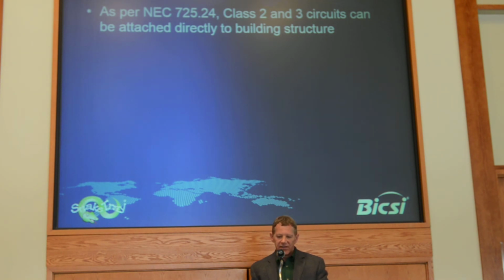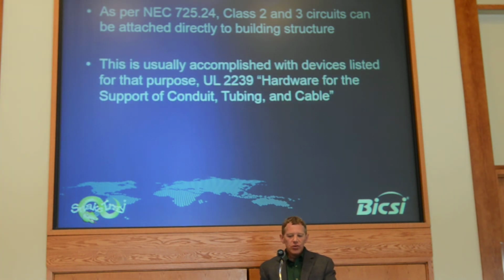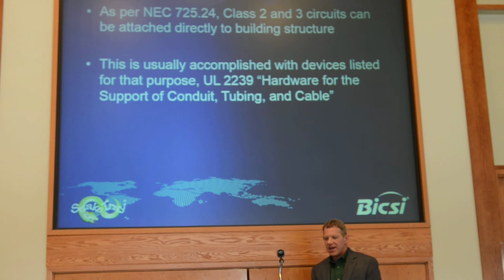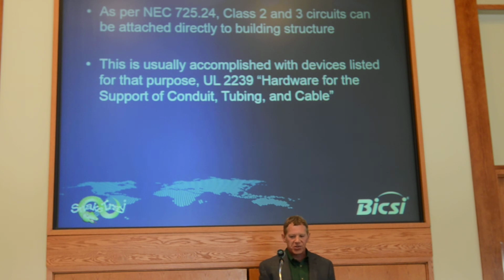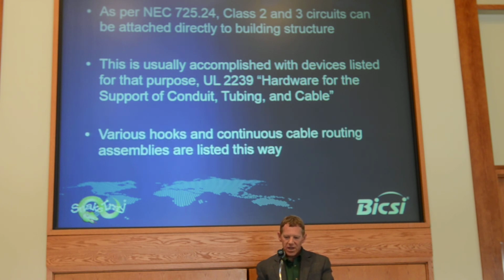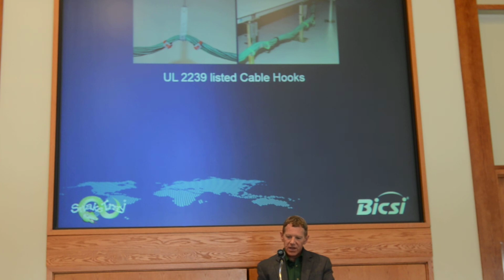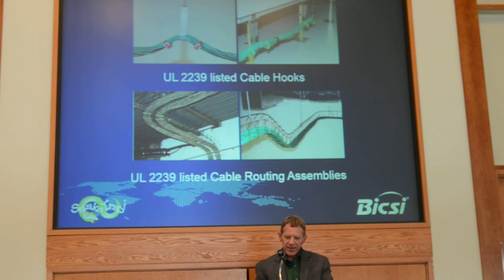As per NEC 725.24, Class 2 and 3 circuits can be attached directly to building structure. It actually spells that out. This is usually accomplished with devices listed for that purpose, UL 2239, hardware for the support of conduit, tubing, and cable. That's how you can safely, and in a way that every inspector will smile at, attach your Class 2 and 3 circuits to building structure. There are various hooks and continuous cable routing assemblies that are listed this way. There's a hook, a cable routing assembly attached to building structure.